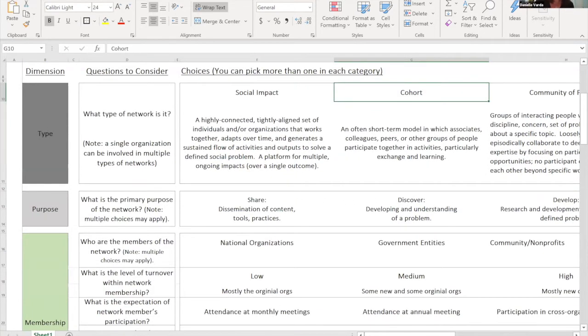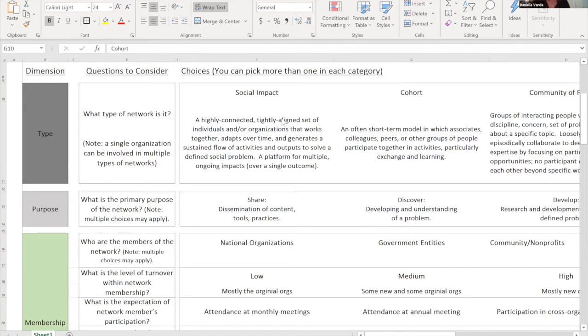So the next thing I'm going to do here is go through questions to consider. Even if you don't go through any of the choices and you just start with questions to consider, that would be a starting point for you. And again, this is a tool for you as an individual. It's a tool for the group of folks that are supporting you and helping you coordinate, and it's a tool for the whole network.